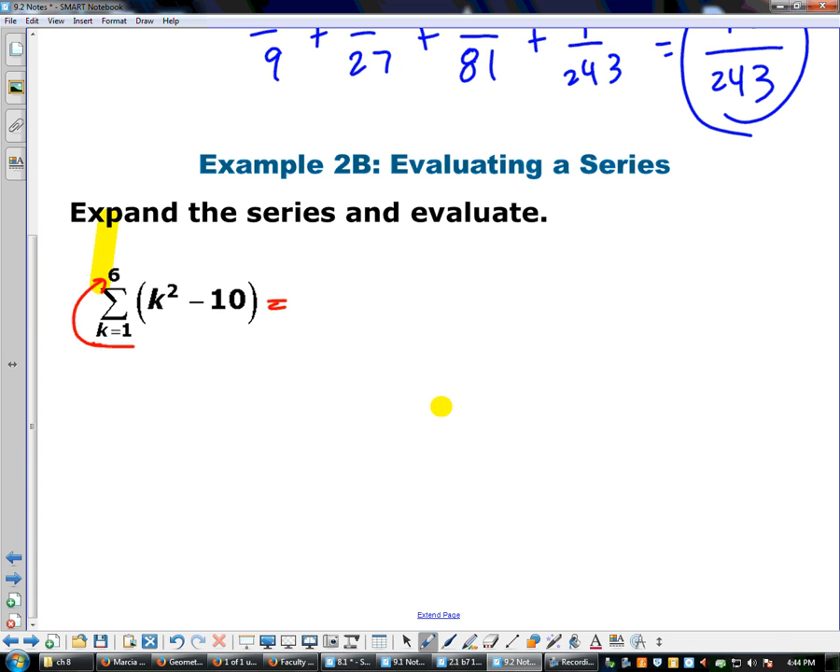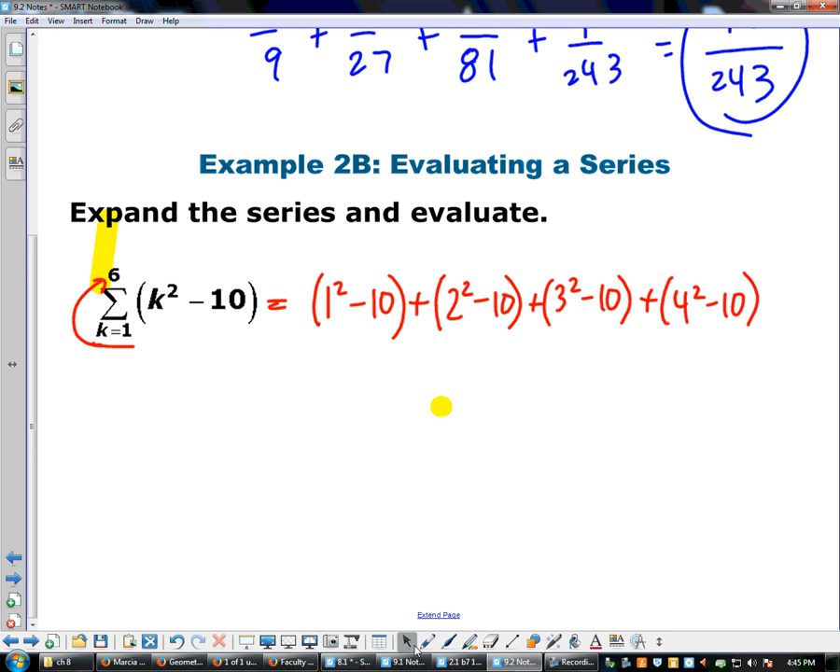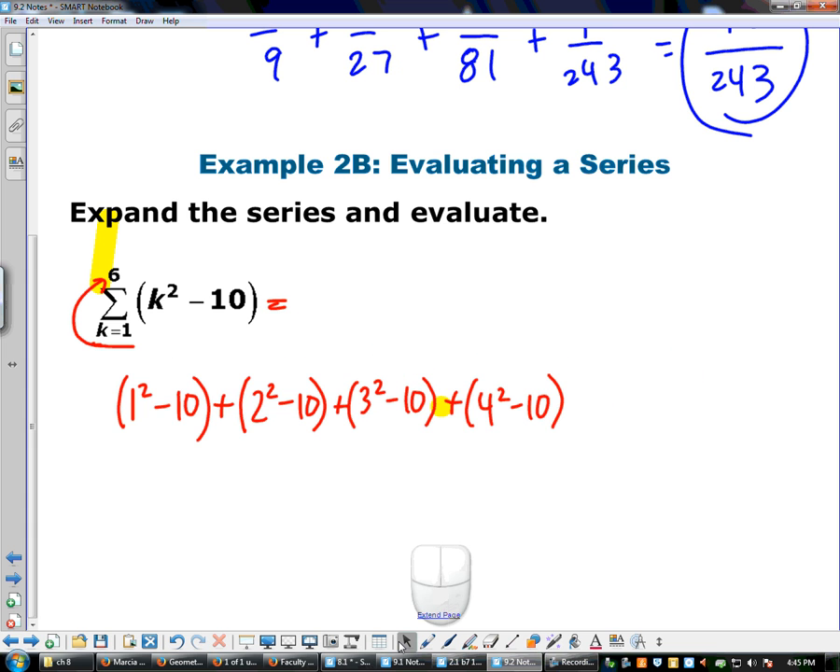So this will start off, and I'm going to use parentheses here to help us group this. So we'll have 1 squared minus 10, that's the first term, plus 2 squared minus 10, plus 3 squared minus 10, plus 4 squared minus 10, plus 5 squared minus 10, and finally, plus 6 squared minus 10.